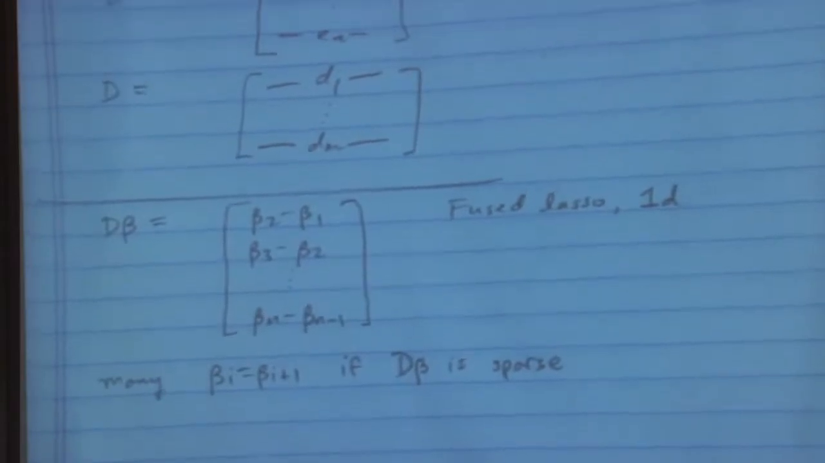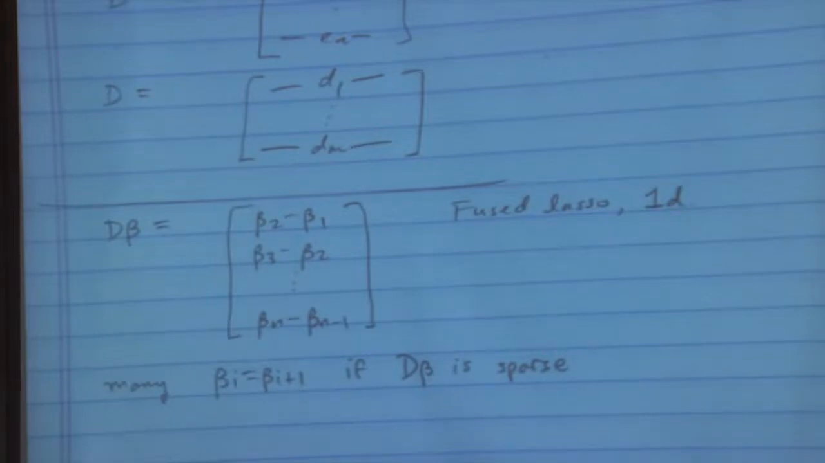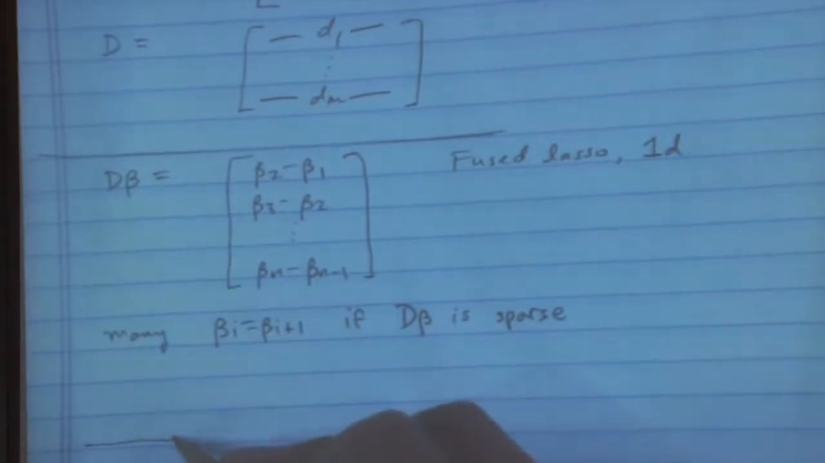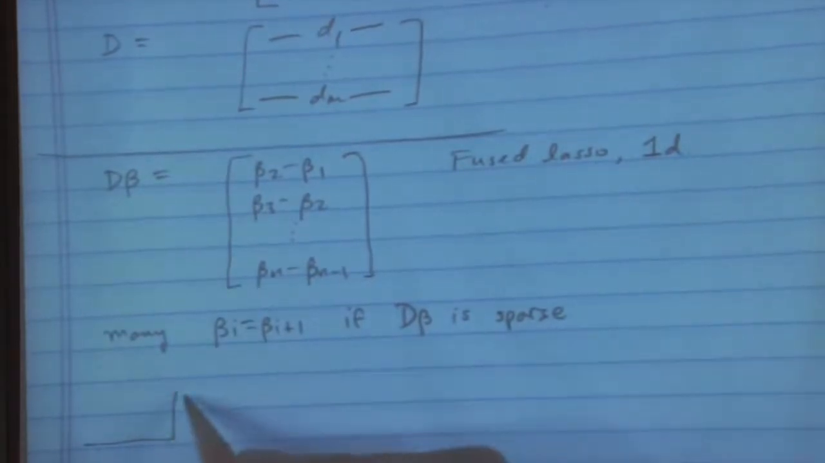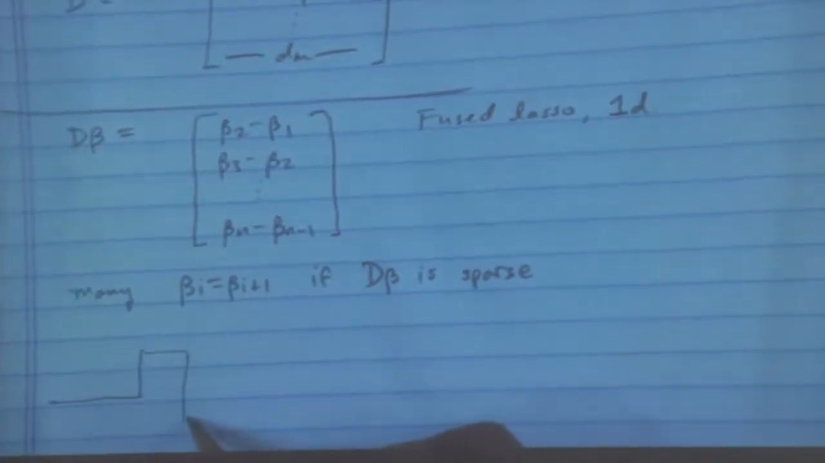Right? So if we were to, say, plot the components of beta along a line, then we would see that the components of beta form a piecewise constant structure if many components of D beta are sparse. Because if many are equal, then we get something that looks like this. Beta 1 is equal to beta 2 is equal to beta 3, say all the way up to beta 10. And then there's an inequality, so there's a jump between beta 10 and beta 11, and they're equal for some other stretch of coordinates, and so on and so forth.